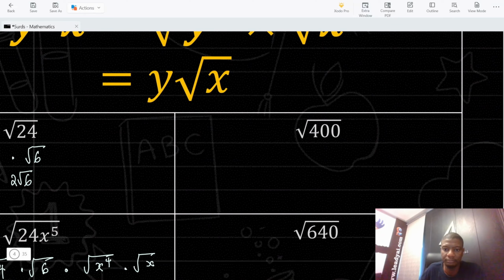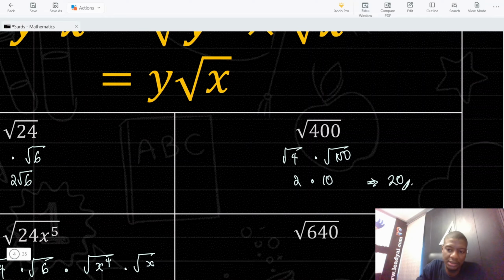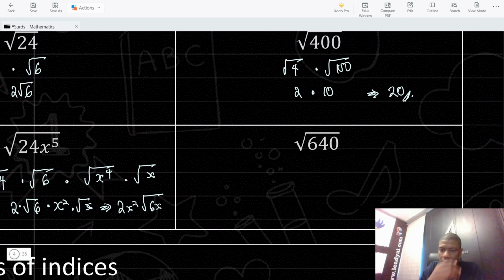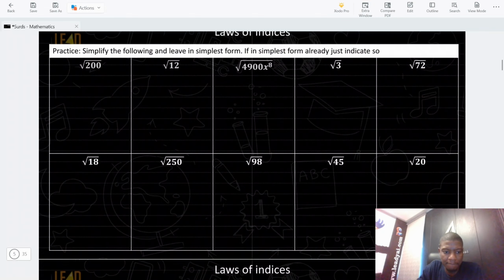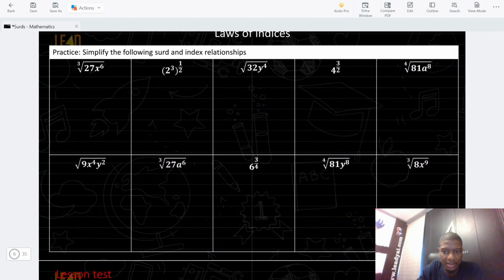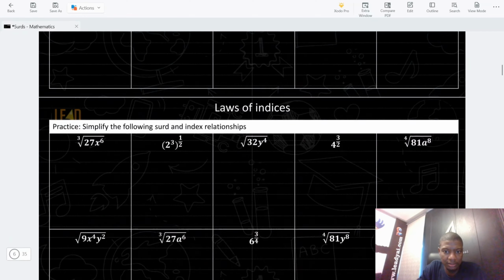The square root of 400. So you can go the square root of 4 times the square root of 100, which gives you 2 times 10, which just gives you 20. So the square root of 400 is 20, right? It's not a surd anymore. All right. For this one, 64, we can go 64 and 10. So that will be the square root of 64 times the square root of 10, which will give you 8 root 10. Yeah, 8 root 10 is the answer. All right, so that's about it for that. And we have this other set and this other set, and wow.